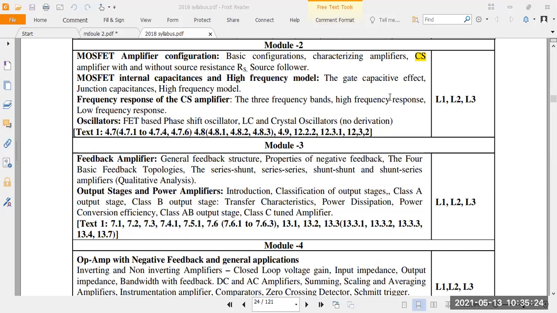CGD and CGS. Then CDB, drain to bulk, gate to source, then gate to drain, is it? So these are the internal capacitances.